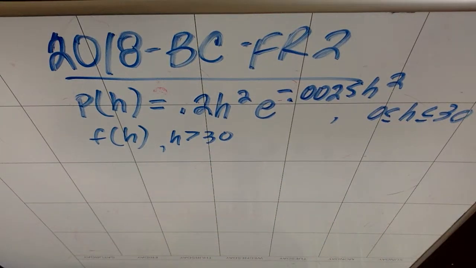All right, we are back at AP Review. This is 2018 BC Free Response 2.